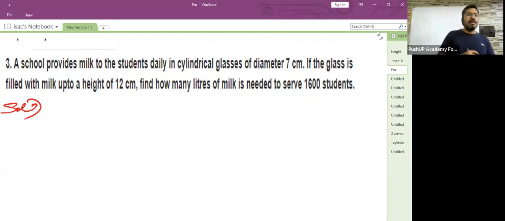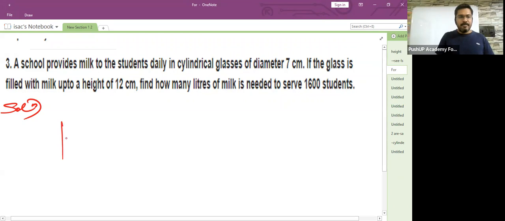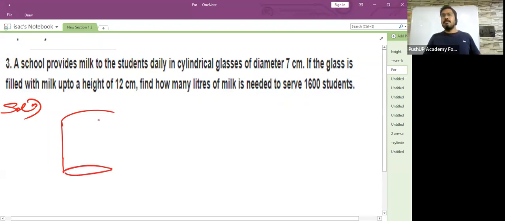The school is providing milk to the students daily in cylindrical glasses of diameter 7 centimeters. So, children, a glass is a hollow cylinder, right? Because you have to contain milk inside it. Yes? The base is closed, yeah. So draw the glass in such a way that the base is closed.